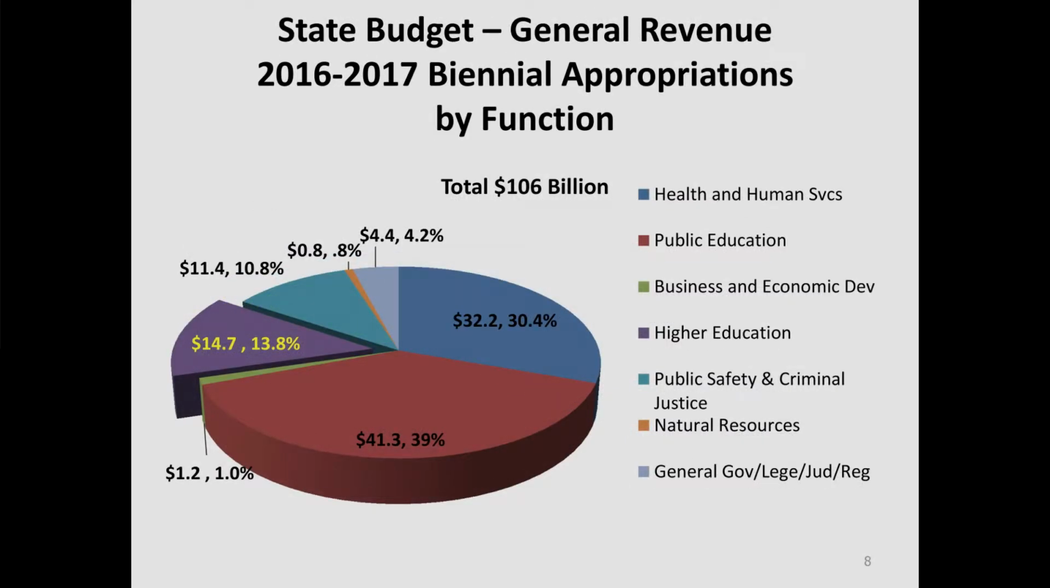And then if you just look at the general revenue piece, so that piece that comes from state tax dollars only, higher education is about 13.8% of the general revenue budget. And Health and Human Services, as well as public education, are the largest pieces of the state pie for general revenue allocations.